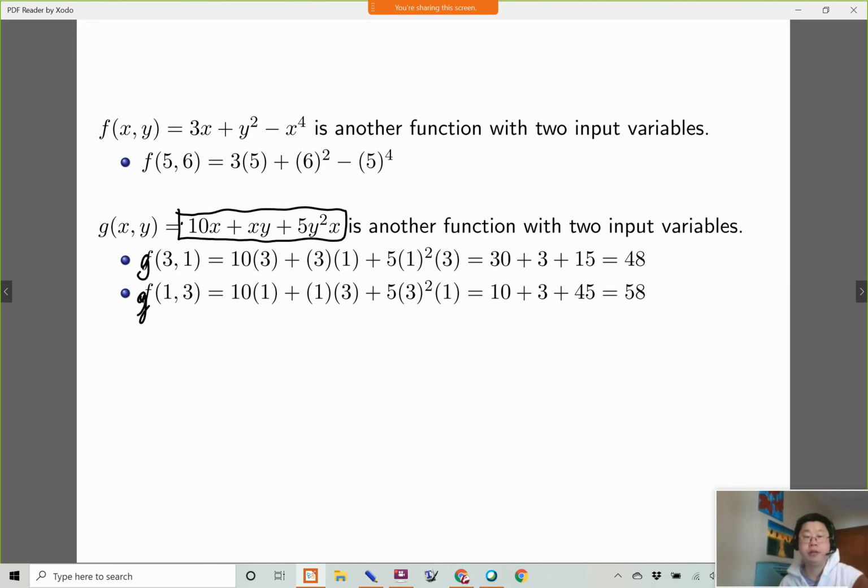The key thing here is, please be careful, right? So g of 3, 1 and g of 1, 3 don't end up being the same. You've got 48, you've got 58. So you just have to be very methodical and look at the order of the variables listed here, and then the order of those numbers, and just follow that order, and everything should be okay.